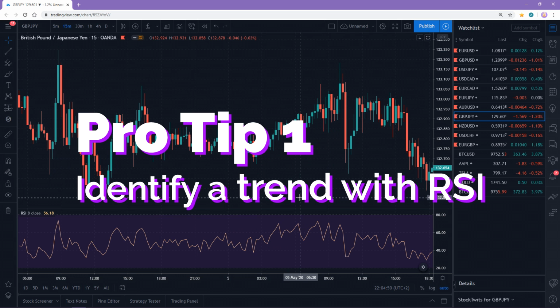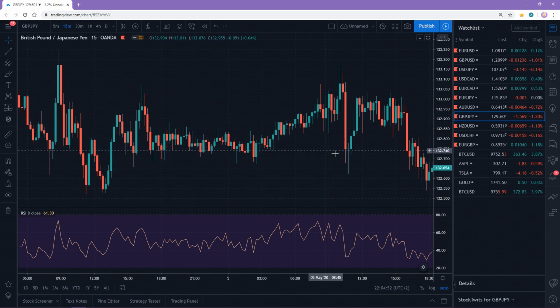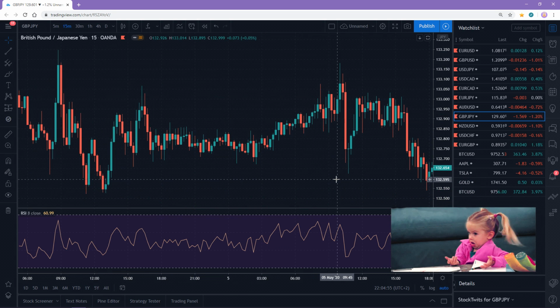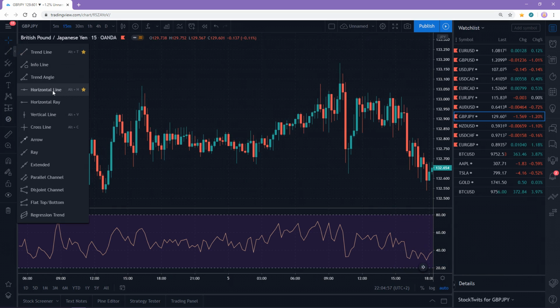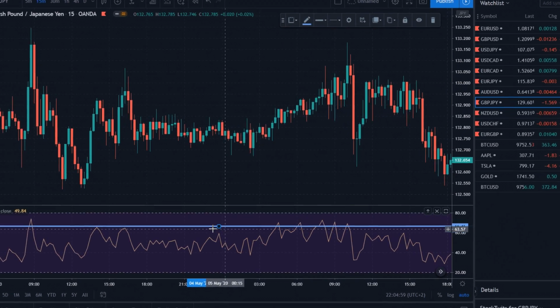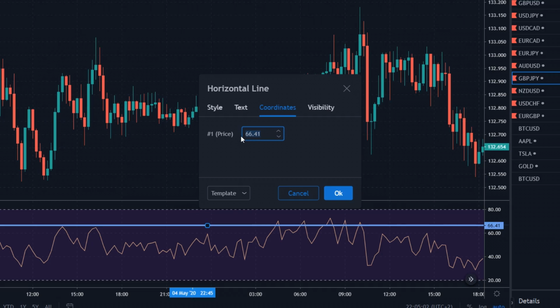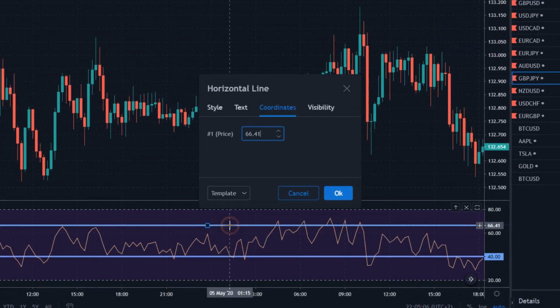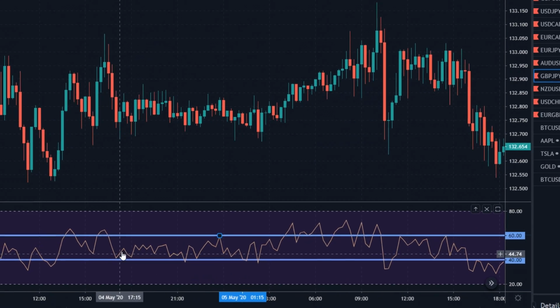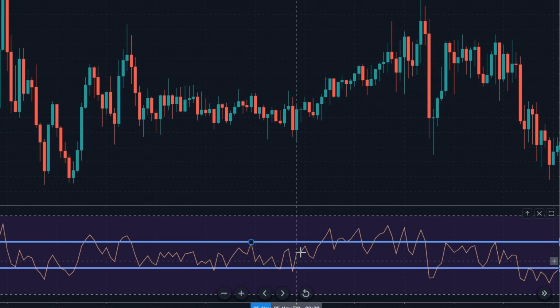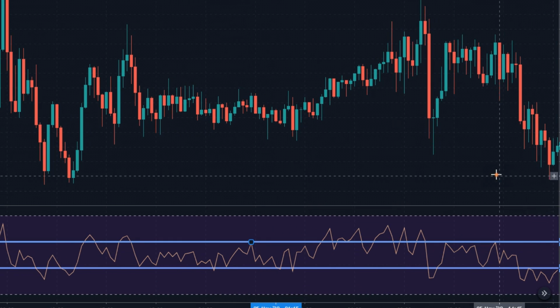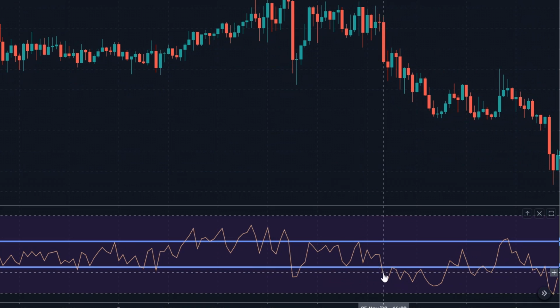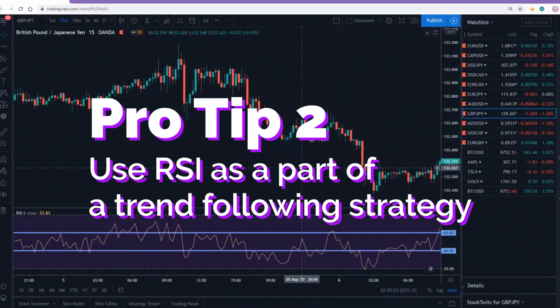Pro tip number 1. Identify a trend with RSI. If you struggle to identify a trend, you can use RSI for this purpose. You can place 2 additional lines on the RSI window and enter 40 for the first line and 60 for the second one. If the RSI line is somewhere in between 40 or 60, it means that there is a sideways trend at this moment. Once it crosses one of these lines, it can show you a potential signal for an upcoming downtrend or an uptrend.